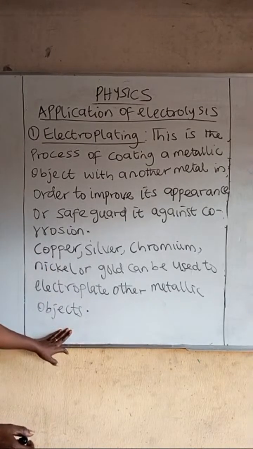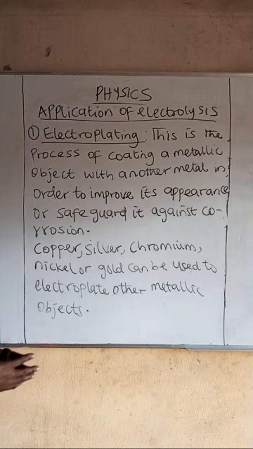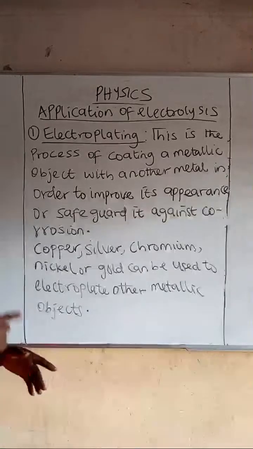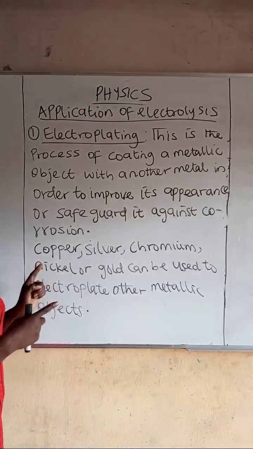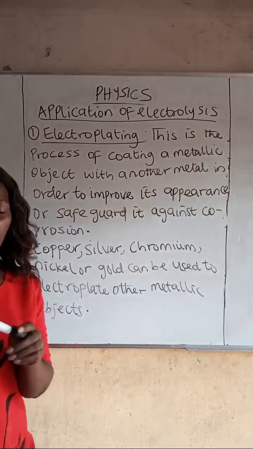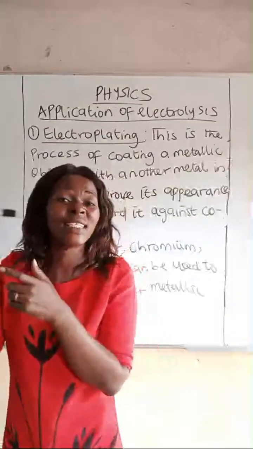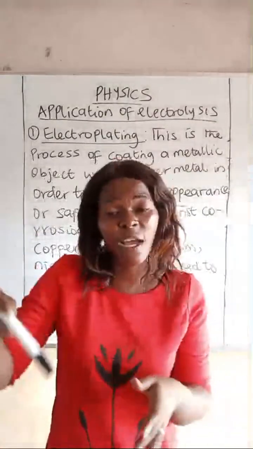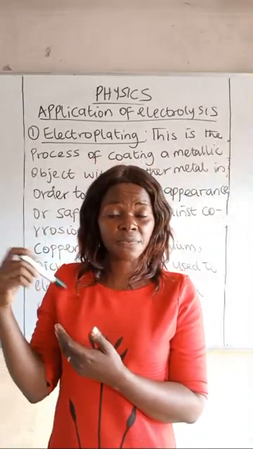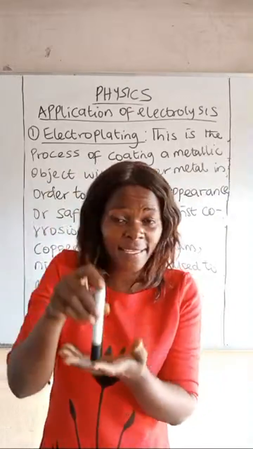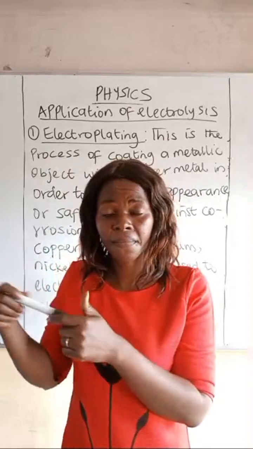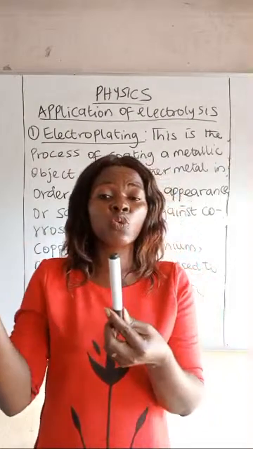Do you understand? Now, let me recap. Electroplating is the process of coating a metallic object with another metal in order to improve its appearance or safeguard it against corrosion. Now, let me explain again. Most of the spoons we use that look like stainless steel are not actually stainless steel. They were coated. That's the process of electroplating. If I want the color of the spoon to be silver, I will coat it with silver. If I want it to be gold, I will coat it with gold.